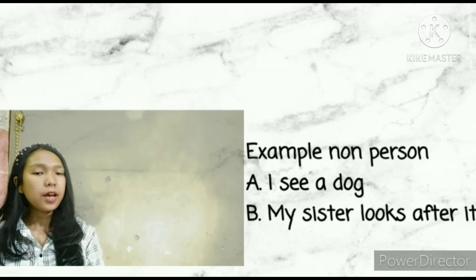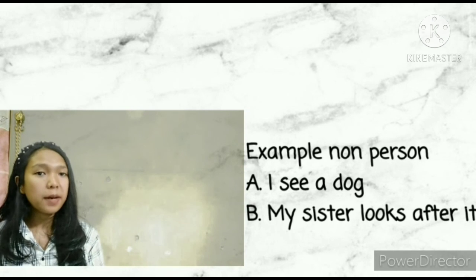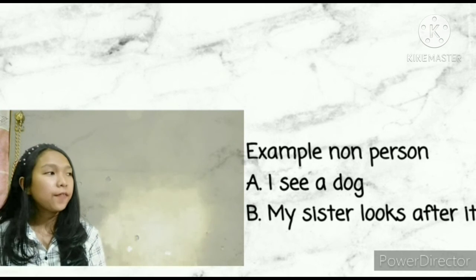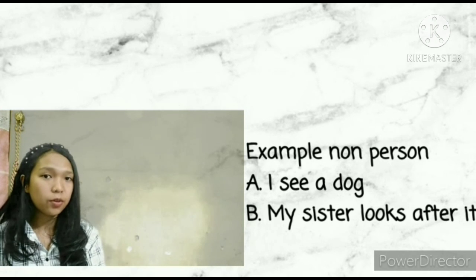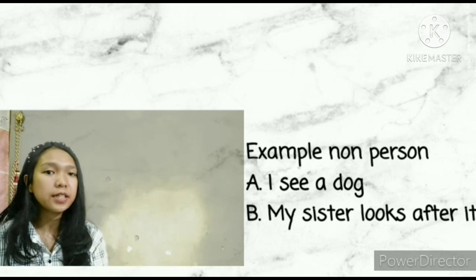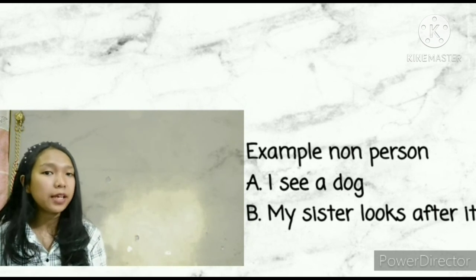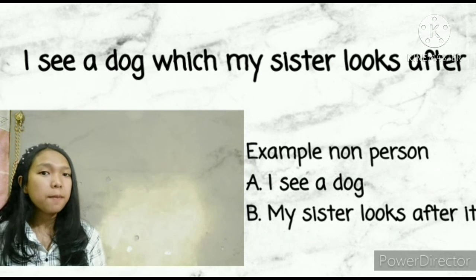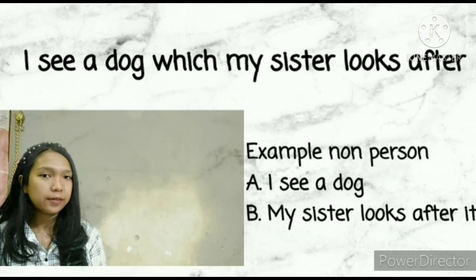Example of non-person. I see a dog. My sister looks after it. It refers to dog. So it and dog are the same object. Because the object is a non-person but an animal, we use which. So we can write: I see a dog which my sister looks after.